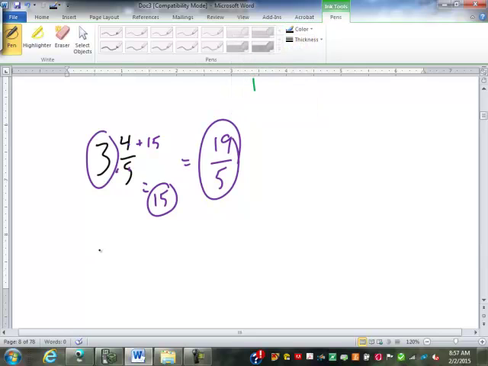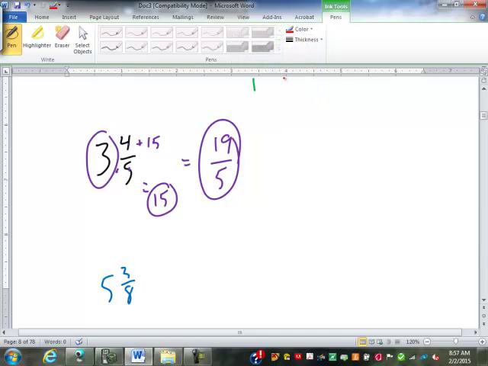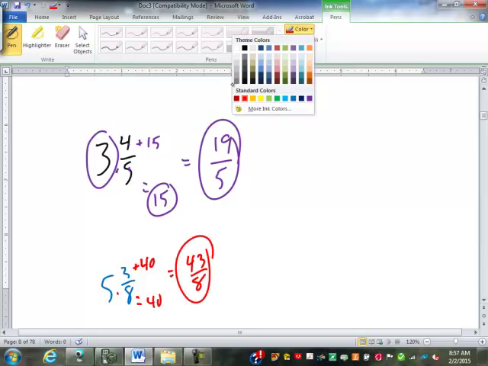I might have 27/8. Oops. Scrap that. I'm going the other way. 5 and 3/8. What do I do with that? Turn that into an improper fraction. 5 times 8 is 40. Plus 3, 43/8. Good. Any questions?